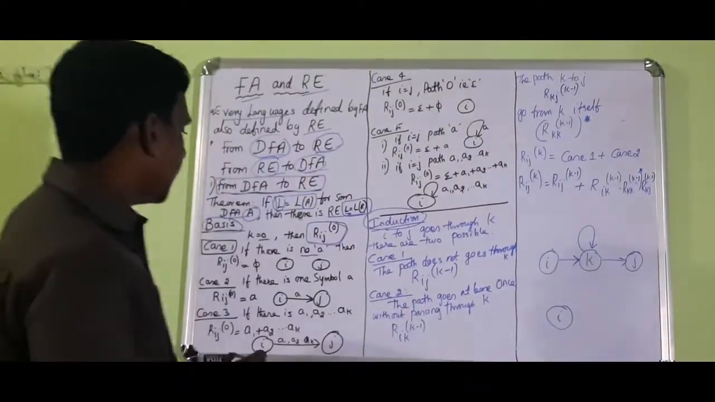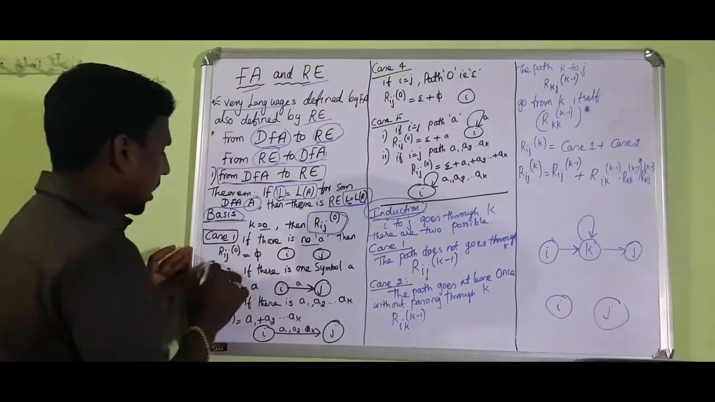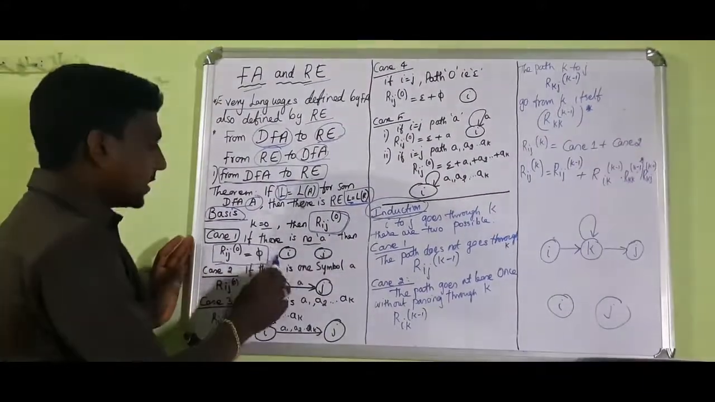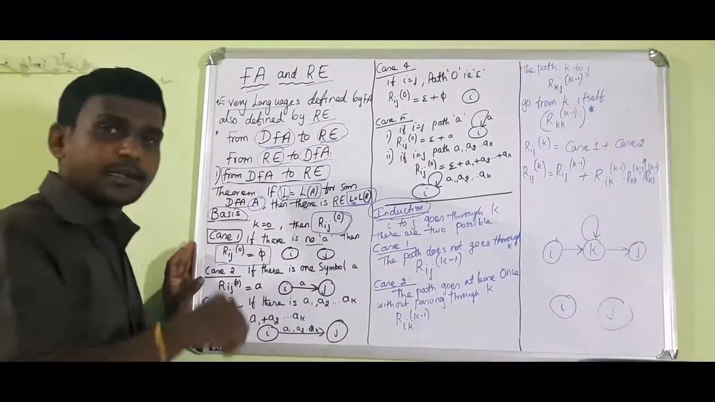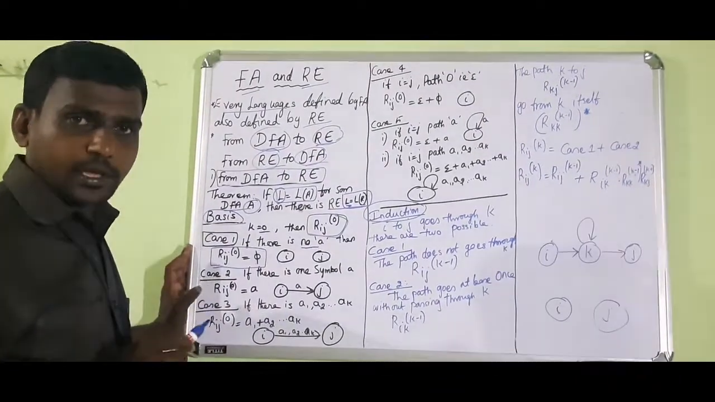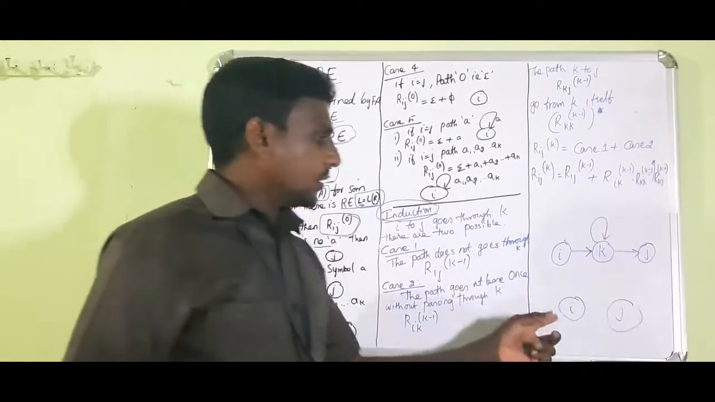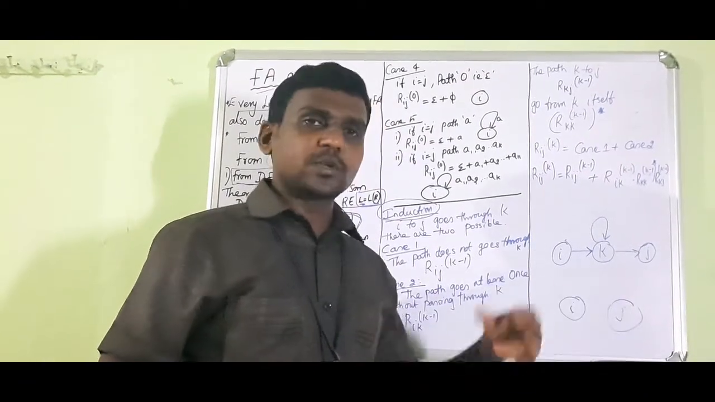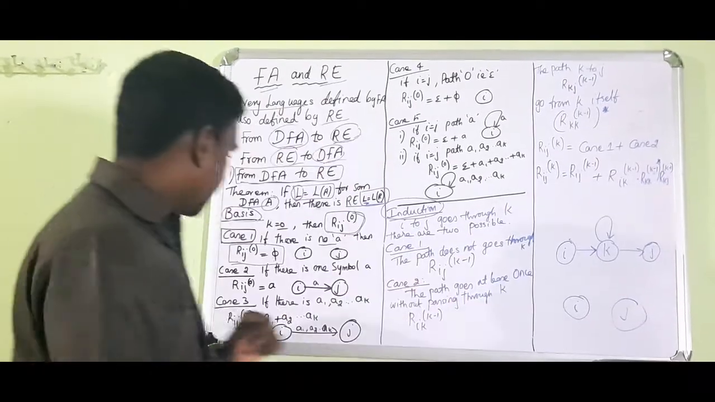If there is no a, but we have two states i and j, we represent R ij power 0 equal to phi. Can you understand? There are two states i and j, but there is no input. So how do we represent that in a regular expression? R ij power 0 equals phi, the empty set. This is useful for doing the next problem. So when there are two states but no input, the regular expression is defined as R ij power 0 equal to phi.